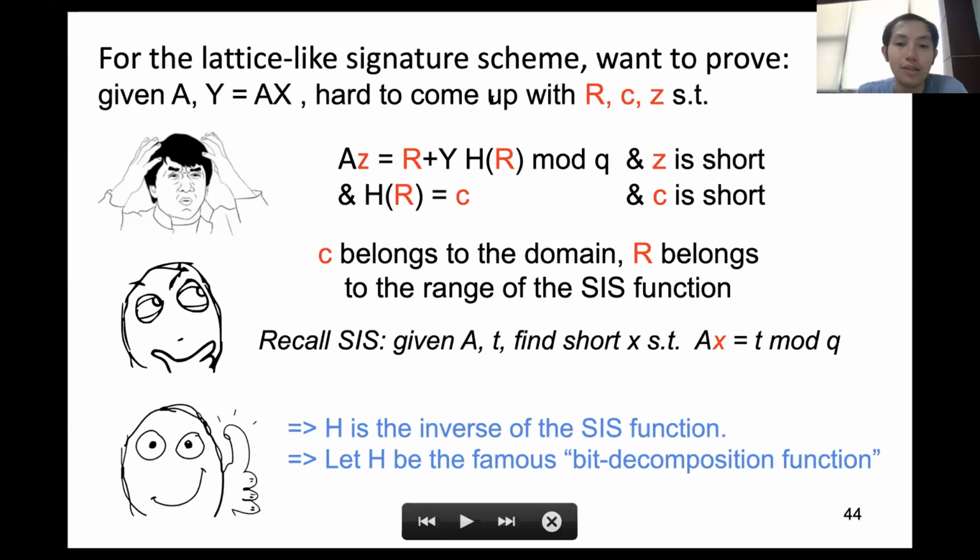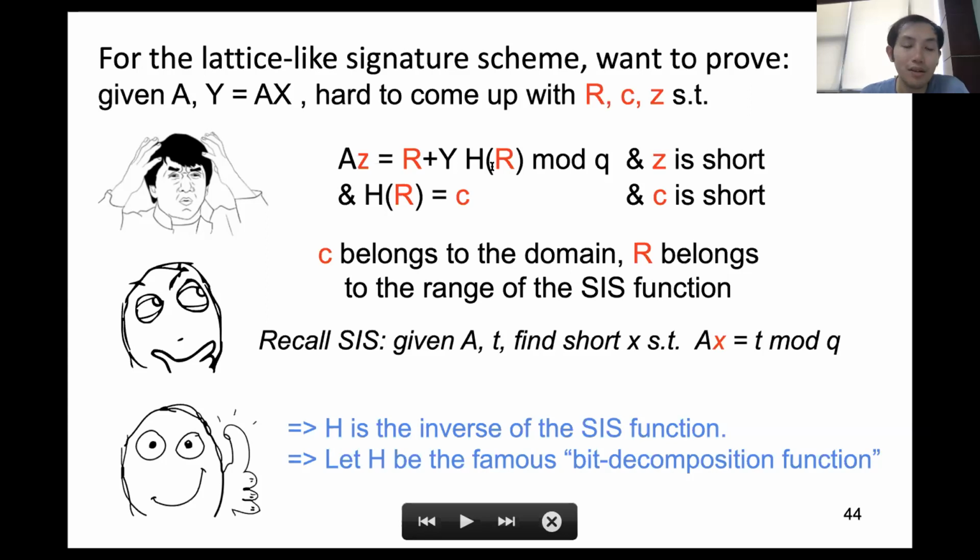Oh, I see. Okay. By this observation, we hope to let H be the reverse of the SIS function, where one of the choices is to let H be the bit decomposition function. Let me tell you what it is. Previously I said the SIS-type one-way function's one-wayness holds when A is a random matrix. I mean, we believe it's hard when A is a random matrix.